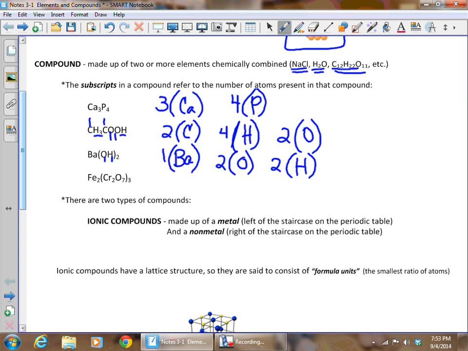If you can do the next one, you can do any of them, and you might challenge yourself to pause this really quickly and see if you can do the next compound yourself.